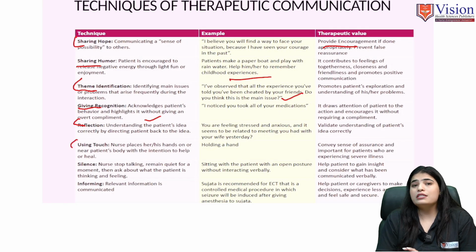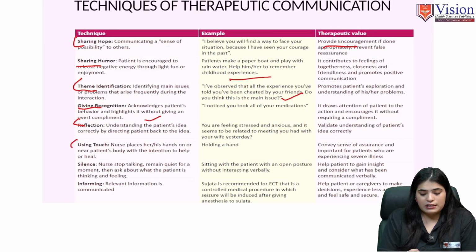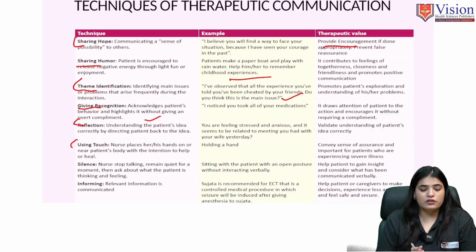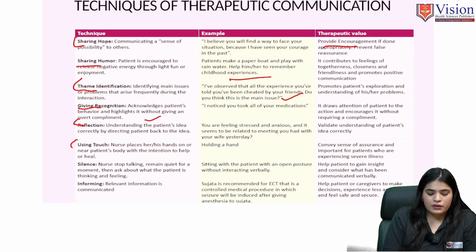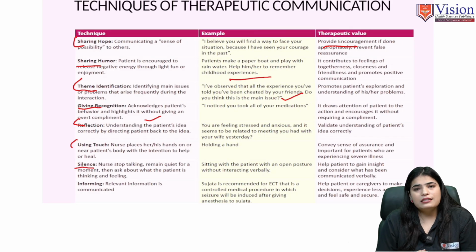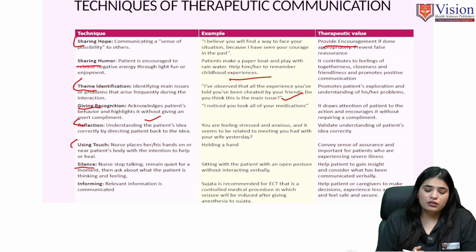Using touch. This is called therapeutic touch. The nurse places his or her hands near the patient's body with the intention to help or heal. Holding a hand conveys a sense of assurance and importance to the patient. And the silence. Silence is also a communication. Okay, the nurse stops talking, remains quiet for a moment, then asks about what the patient is thinking and feeling. So how can you do it? Sit with the patient in an open posture without interacting verbally. And how does it help? It helps the patient to get insight and consider what has been communicated verbally.